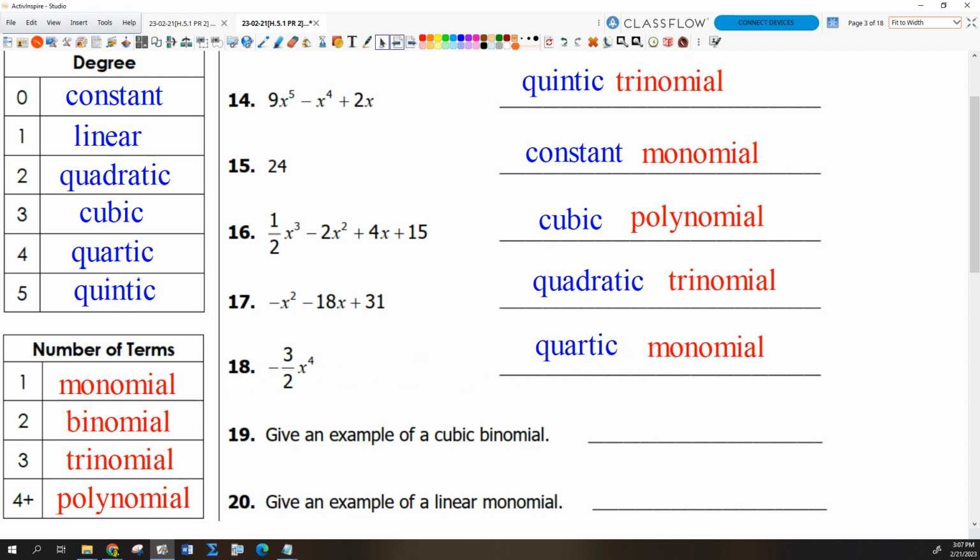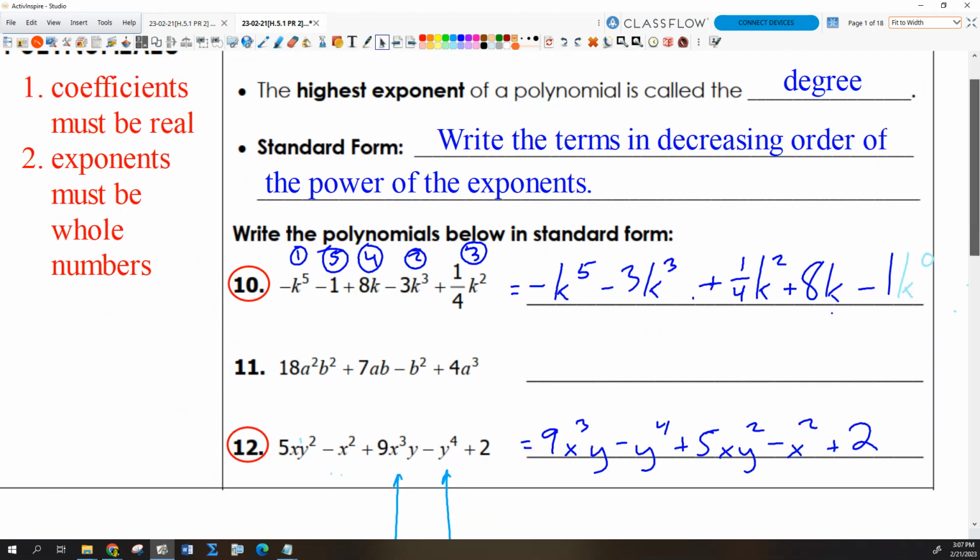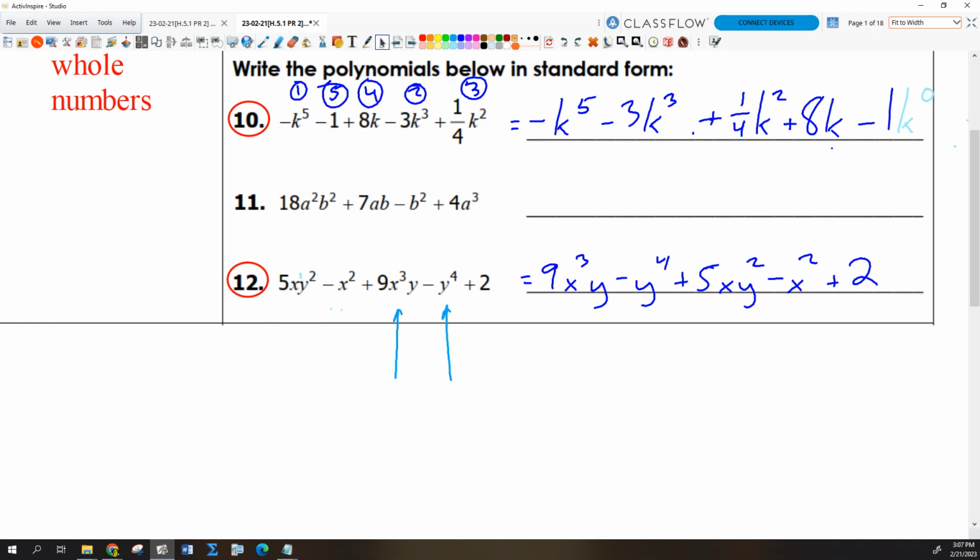Okay. Let's go back a little bit and try a weird one. Let's try this guy right here. If we were going to name number 12, what would that be? Logan, take a stab at that. Good. Quartic polynomial. That's it. How come quartic? Because the leading term, the term that came first, the exponents add to 4, right? So that makes it quartic. And it's got 4 or more terms, so we just call it a polynomial.